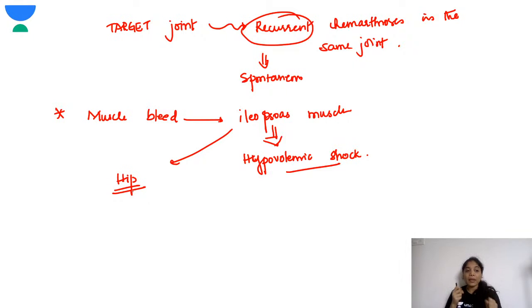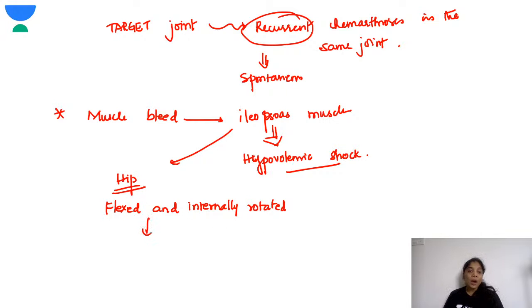The hip in these children will be flexed and internally rotated. This is because of the irritation. Yes, flexed. Yes, right, Surya. It is flexed and internally rotated, and this is basically due to the irritation to the iliopsoas muscle.